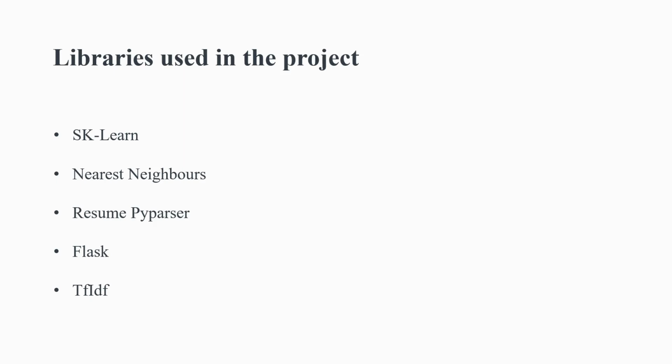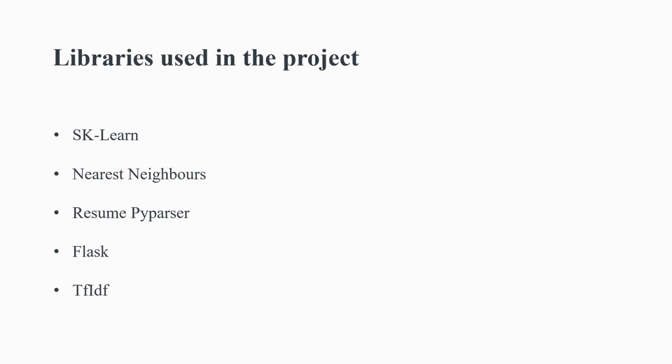Now let's see all of these one by one. sklearn: it is a popular Python library for machine learning that provides a wide range of tools and algorithms for tasks such as classification, regression, clustering, and dimensionality reduction. Next is nearest neighbor. It is a classification or regression algorithm that predicts the level or value of a new data point based on the majority level or the value of its nearest neighbors in the training dataset.